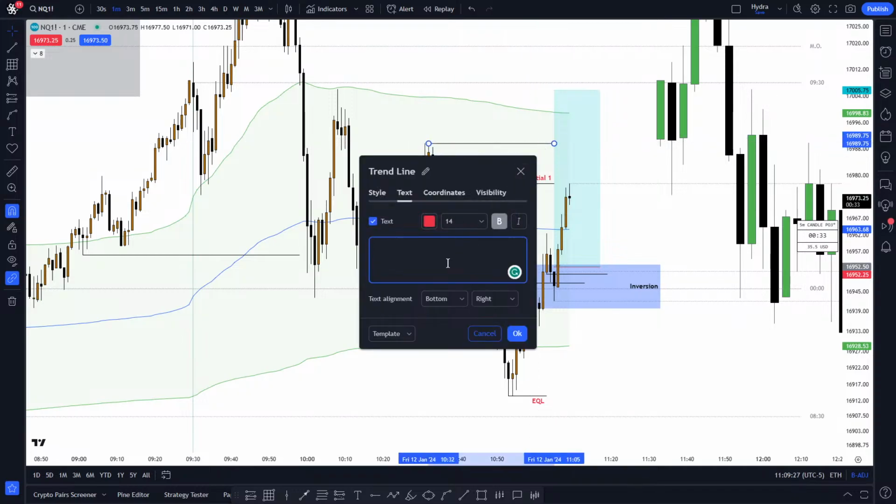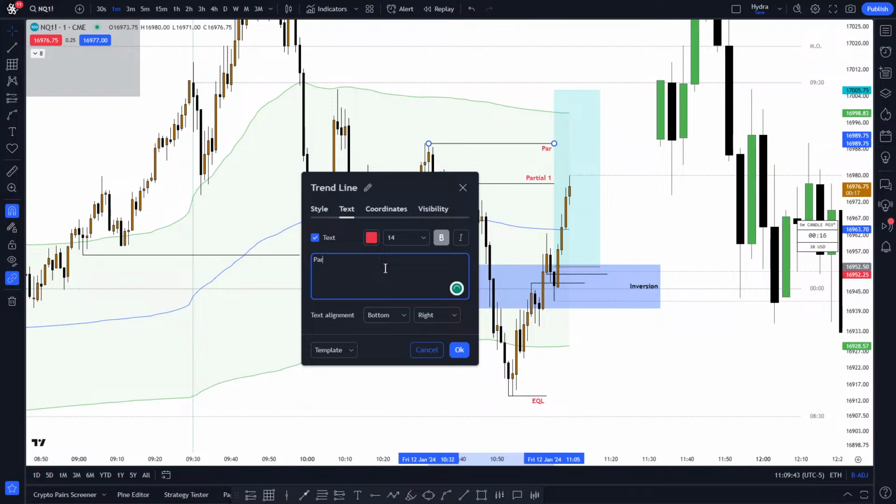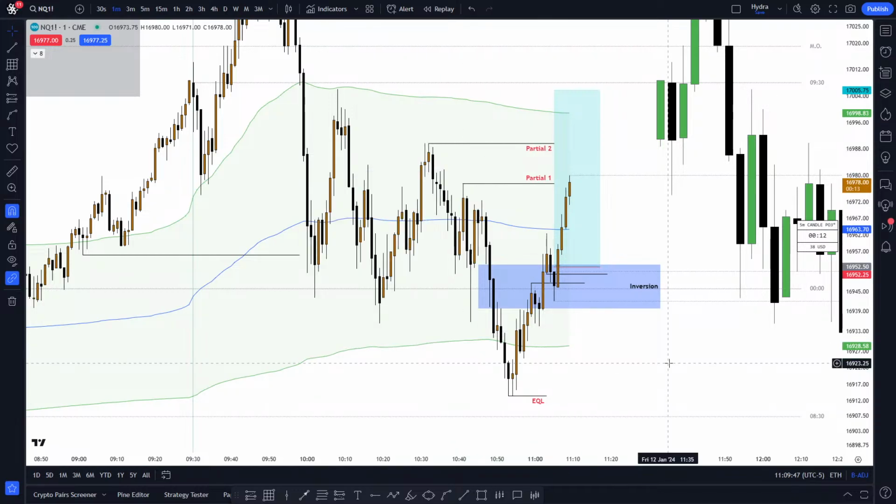So this is going to be our, we had three, how many winning trades? Two, one partial and another partial that we got up here. So partial 2 and partial. Partial 2 is coming up here.